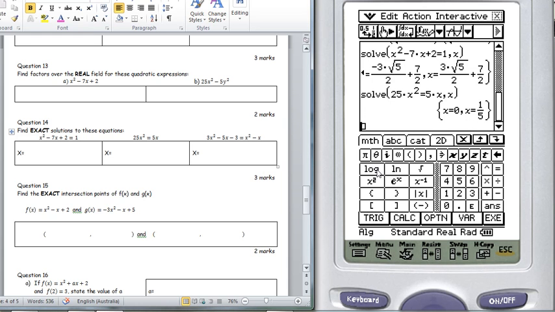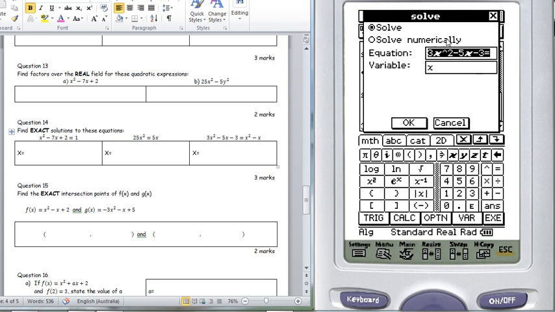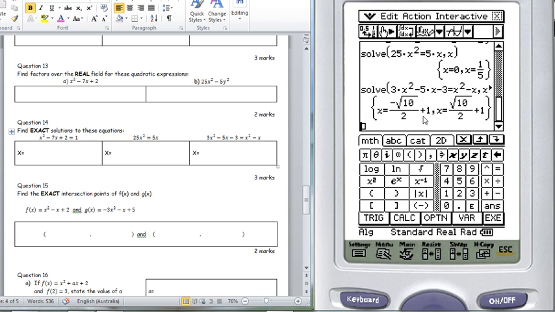And lastly, I've got 3x squared minus 5x minus 3 equals x squared minus x, and I selected interactive, advanced solve for x, and I get these two answers, 1 minus root 10 on 2 and 1 plus root 10 on 2, and that goes there.